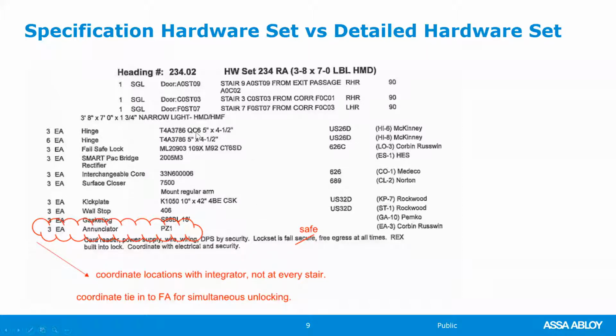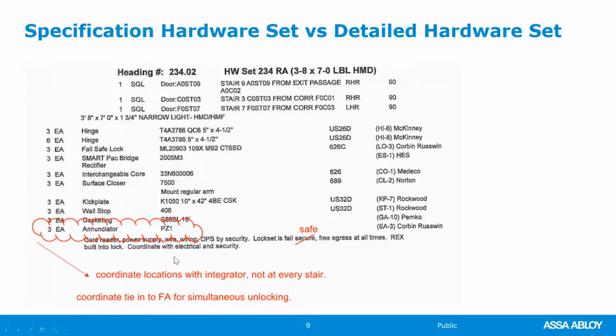You can see that now instead of saying QCXX, it's a QC6. They only need 6 wires for this particular lock and the features of this lock in order for it to work. They've detailed the kick plates 10-inch by 42-inch, which is based on 2-inch less door width, and that's how you would show it. They went with the 406 wall stop instead of the 409. There were a couple of corrections that needed to be made.